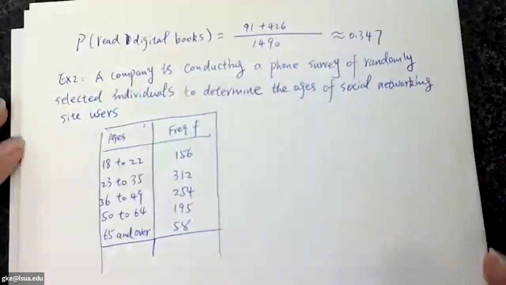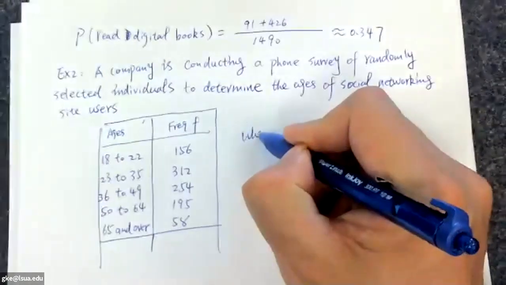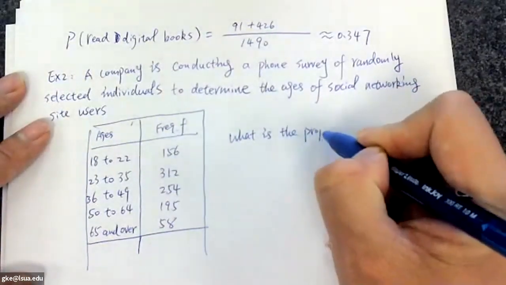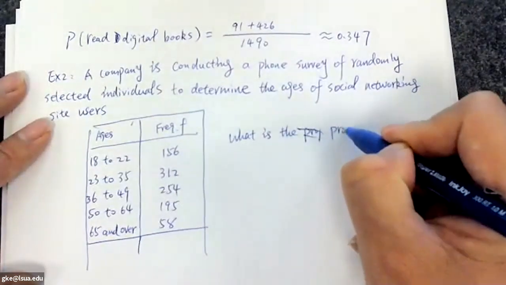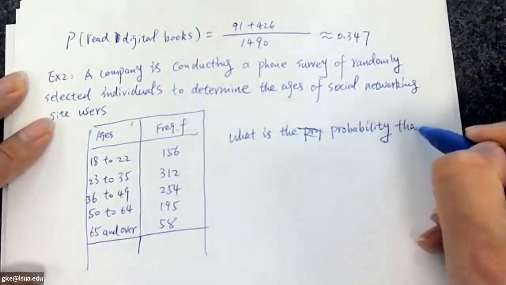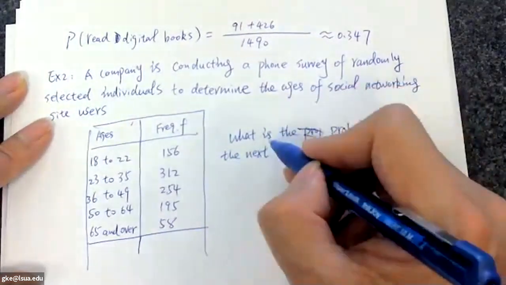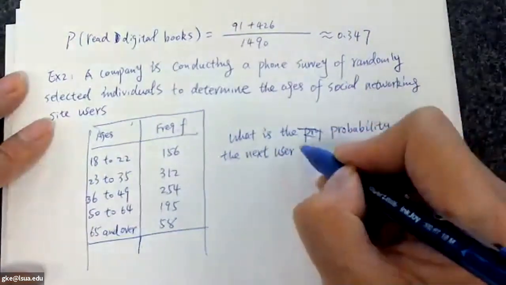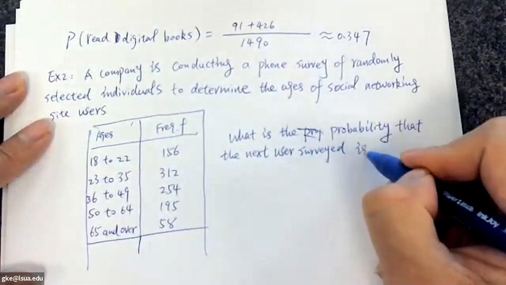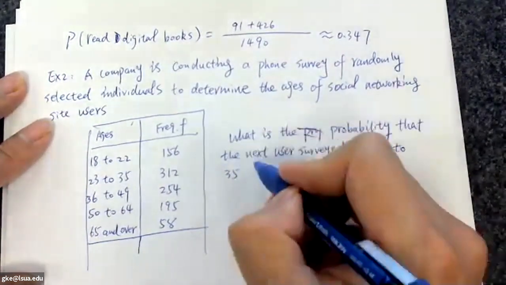Now I want you guys to calculate what is the probability that the next user surveyed is 23 to 35 years old.